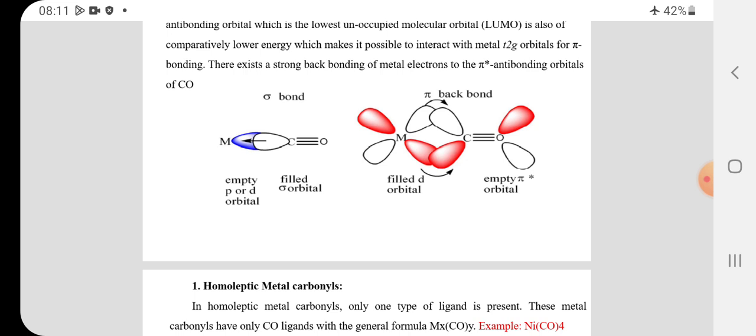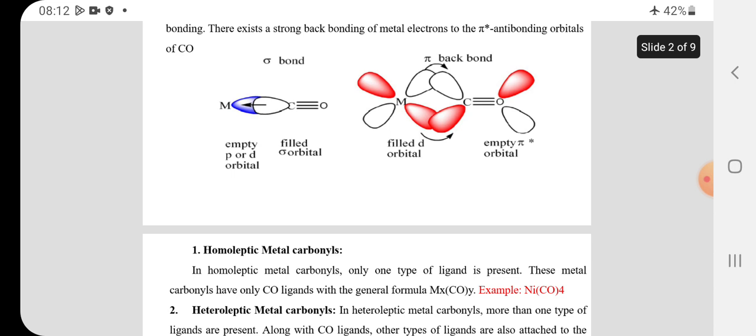See the image. Carbon monoxide has a completely filled bonding orbital. The 2p sigma electrons are completely filled and donate electrons to the metal, forming the metal carbonyl sigma bond. At the same time, the filled metal orbital donates electrons to the empty antibonding orbital of carbon monoxide to form a pi bond, known as pi back bonding.